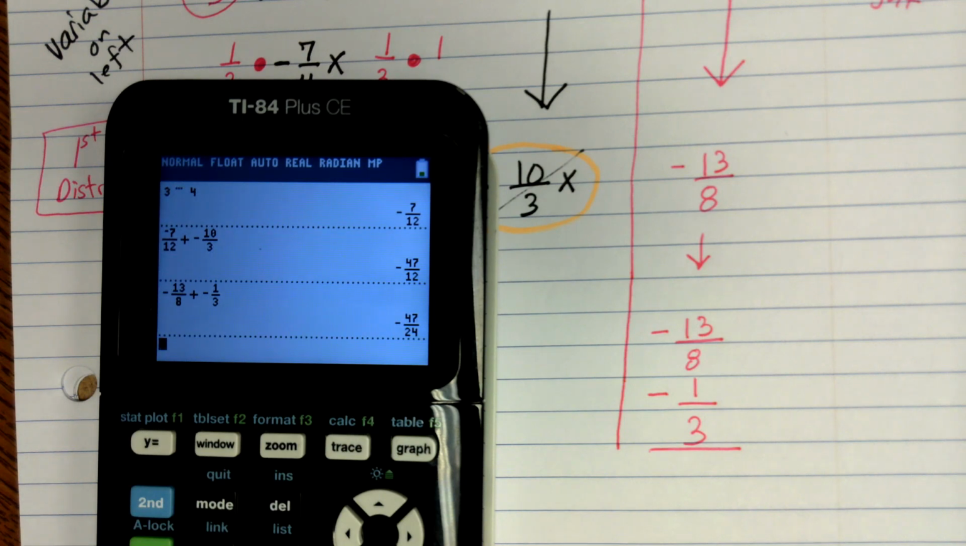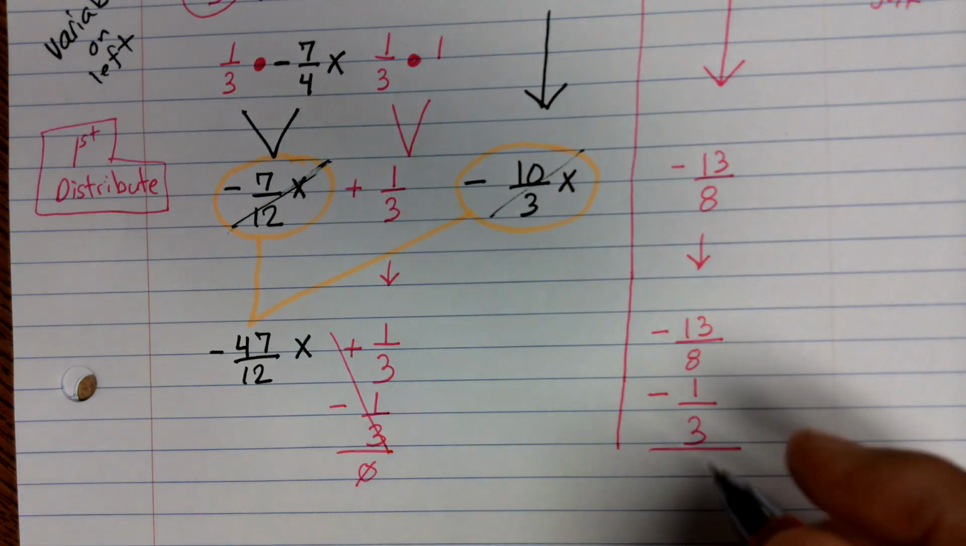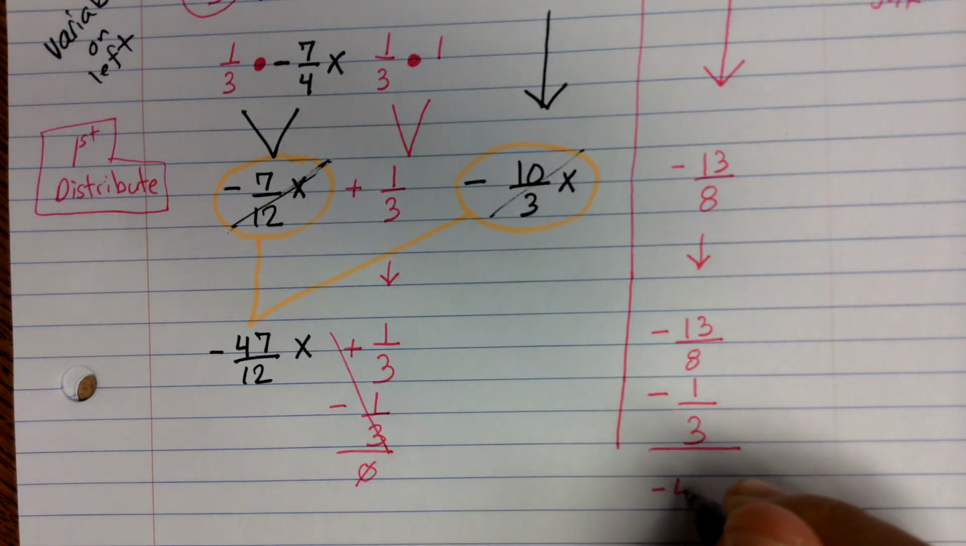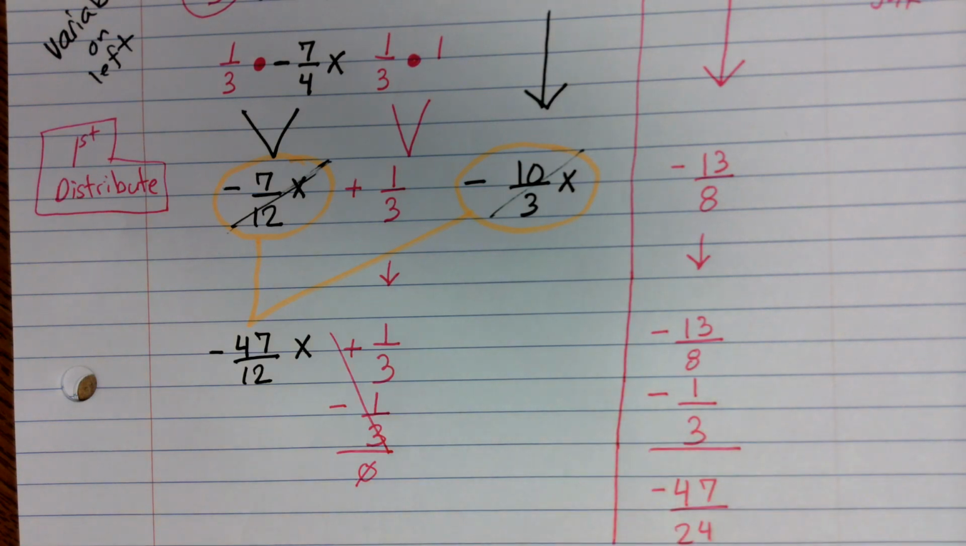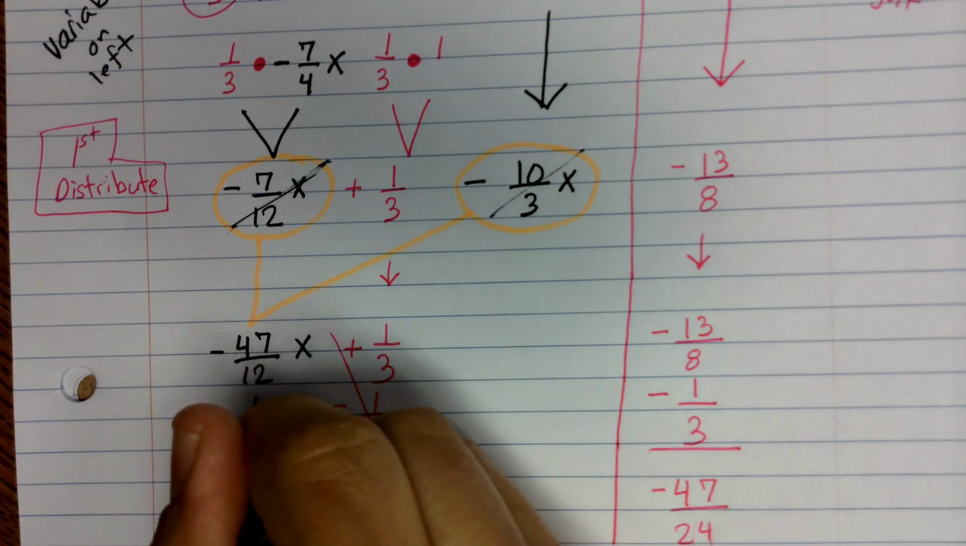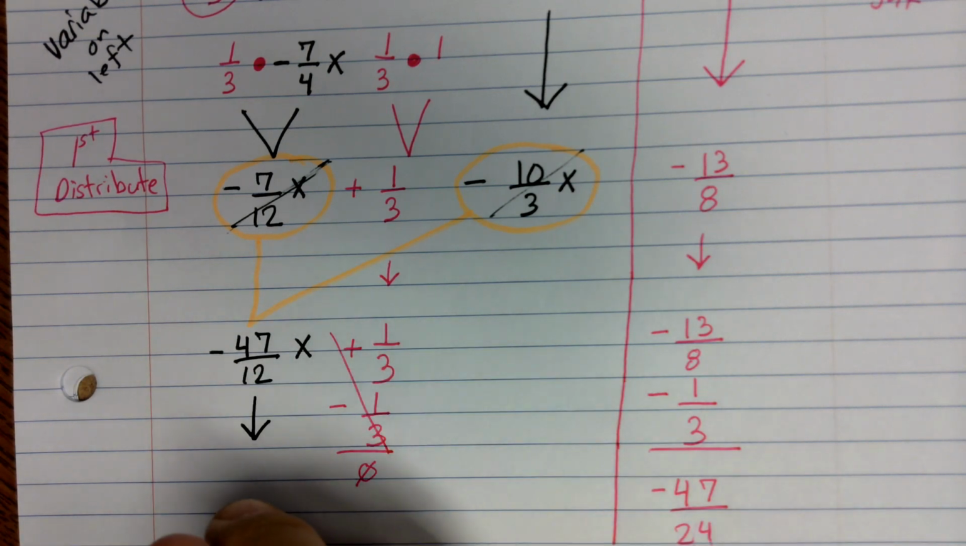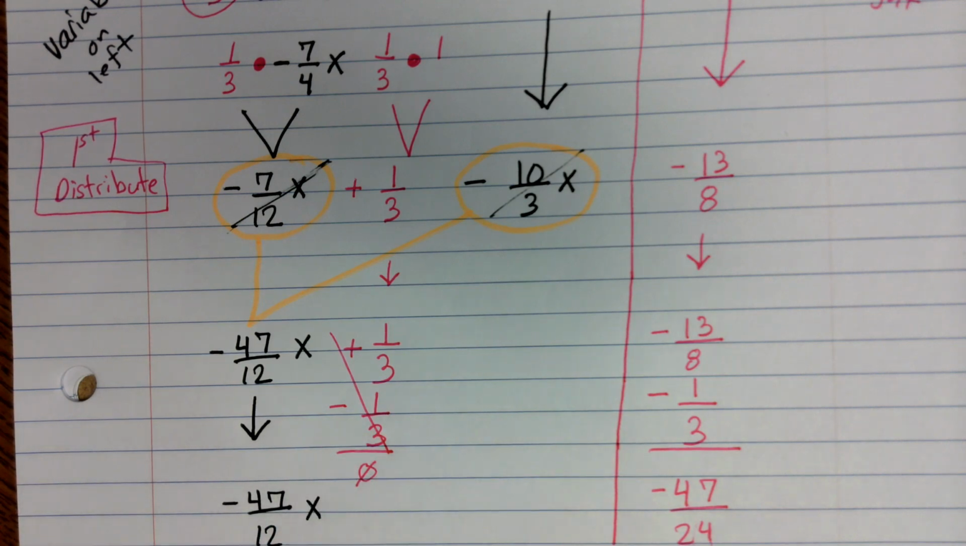And it gives me negative 47 over 24. So negative 47 over 24. Extend that down. So all we have now for our constant value is this value right here, negative 47 over 24. But notice we also have this over here on the left side, which is negative 47 over 12x. Now we only have one more step to do.